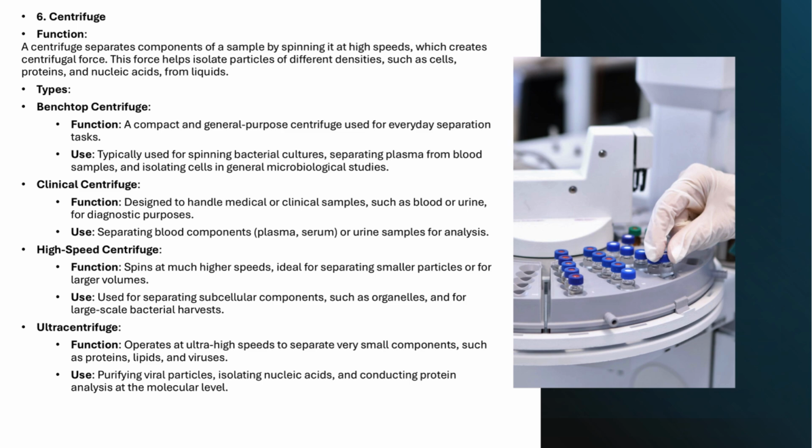go-to option. It spins at much higher speeds, making it ideal for separating subcellular components, like organelles, or for large-scale bacterial harvests. Ultracentrifuge. The ultracentrifuge takes it to the next level by operating at ultra-high speeds. It's used to isolate extremely small components, such as proteins, lipids, and even viruses. Ultracentrifuges are essential in molecular biology for tasks like purifying viral particles and conducting detailed protein analysis.